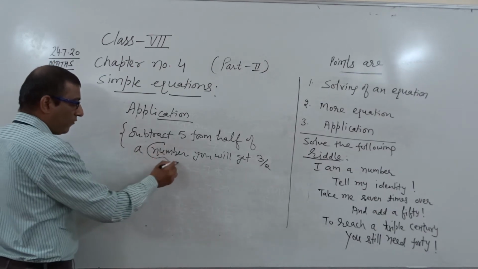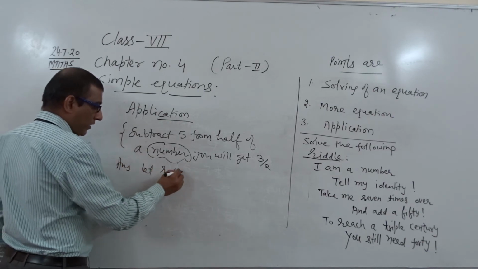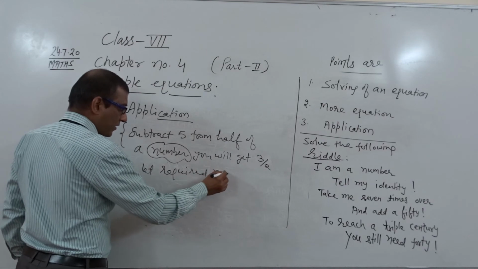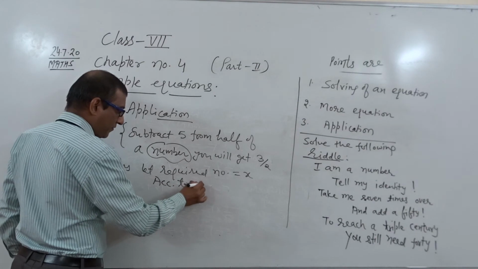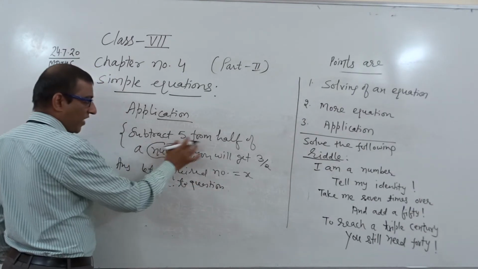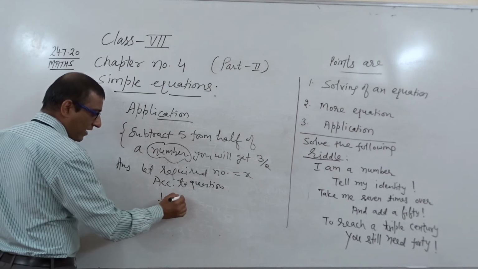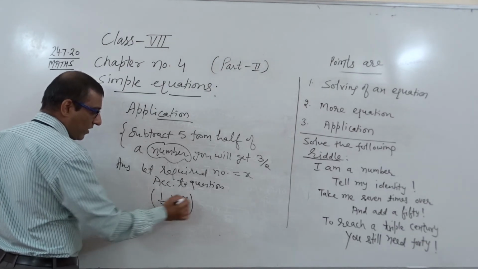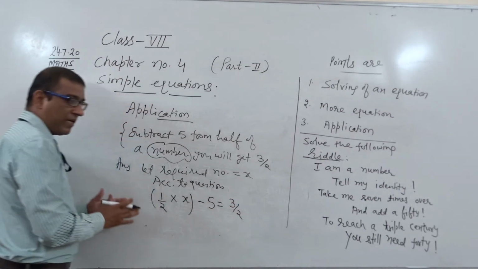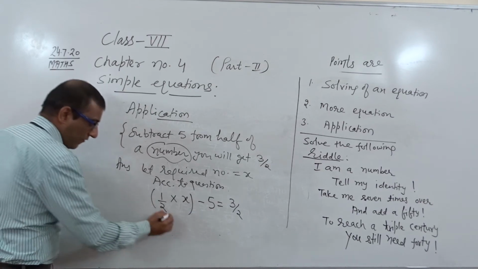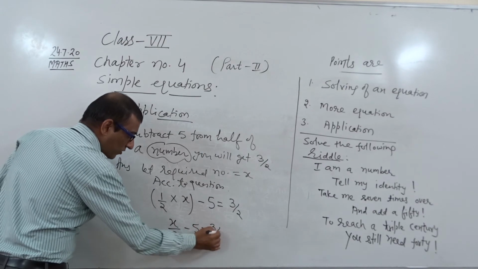So first again we have to introduce a number. So let the required number be x. According to the question we will write here: subtract 5 from half of a number. Half of a number means half of, which means multiply, and we will introduce a number that is x. Subtract 5, you will get 3 by 2. So this is the setting of an equation, and when you write it, you get x upon 2 minus 5 equals 3 by 2.